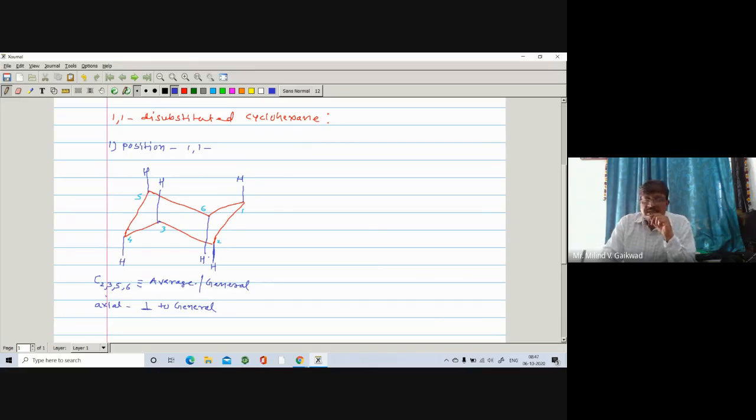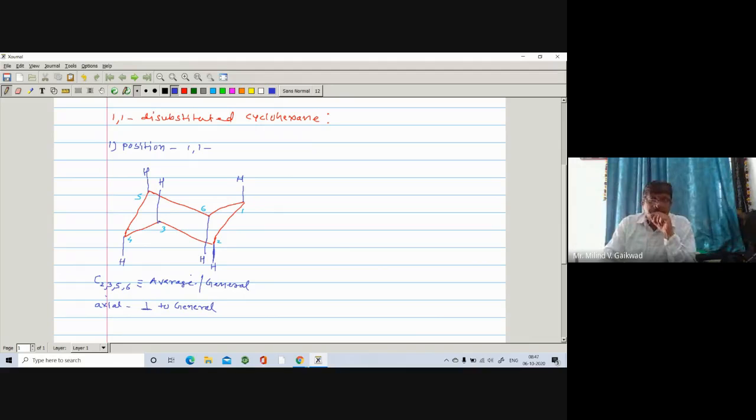So in this cyclohexane, you will see that all the hydrogens are the axial bonds. So how many axial bonds are there? There are 6 axial bonds, and out of 6, 3 are above the plane and 3 are below the plane. So they are called axial bonds, and they are perpendicular to the general plane.